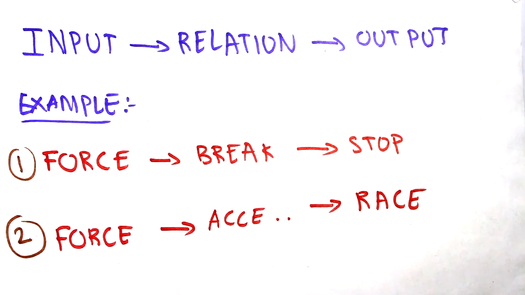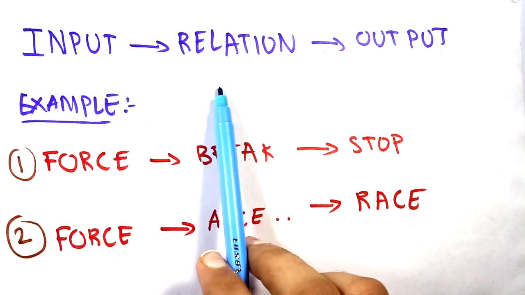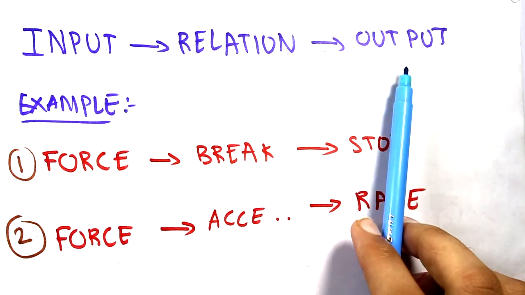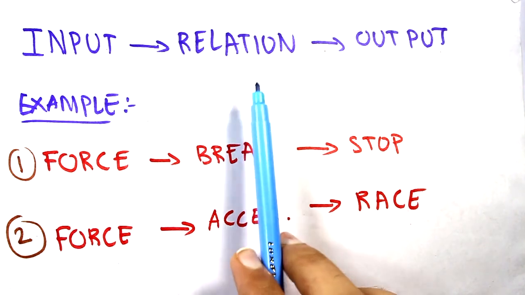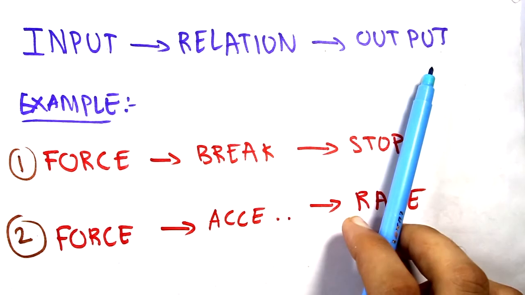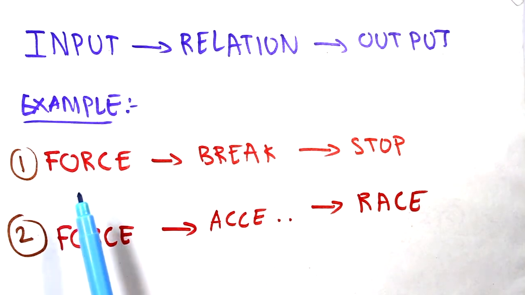In this video, we are going to see some basic introduction of the function. What does it mean? The function is nothing but input, relation and output. We will give some input to the function and it is related by something, for which it gives some output. We can understand this better by an example.